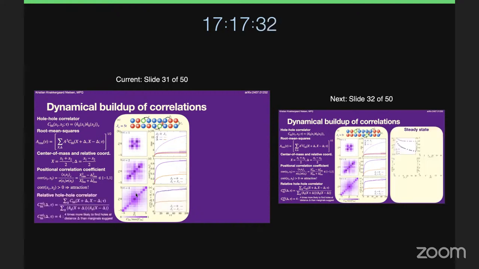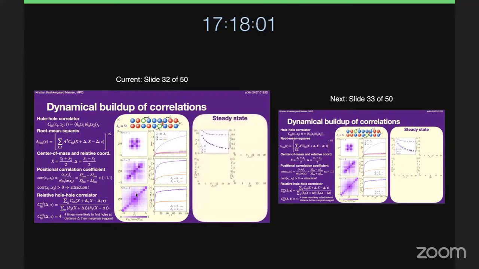And then a final measure that we can look at is this relative hole correlator, which is measuring how much more likely it is to see the holes on the same rung compared to what you expect from their margins, so from their individual distributions. And so here this can easily rise to a factor of 4. So it's 4 times more likely to see them as a pair than what you expect from the margins.